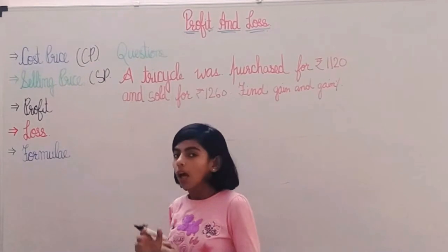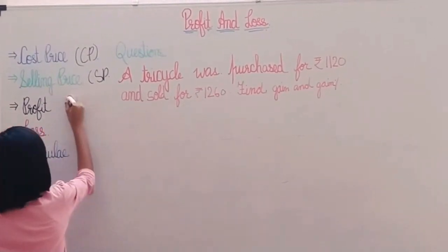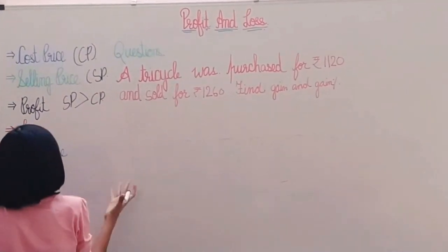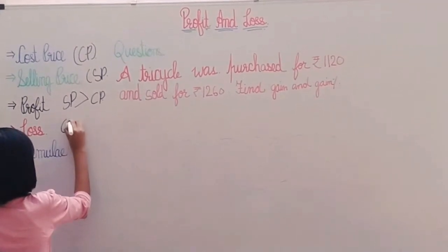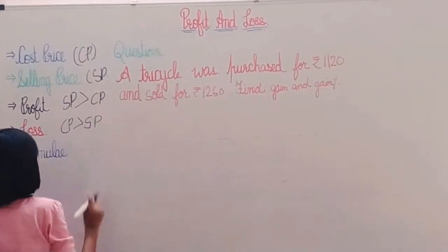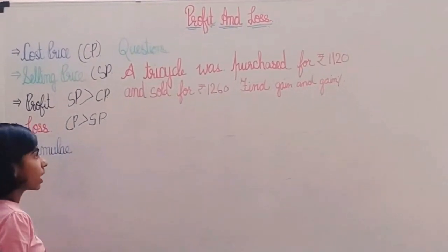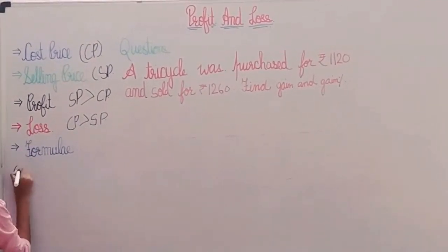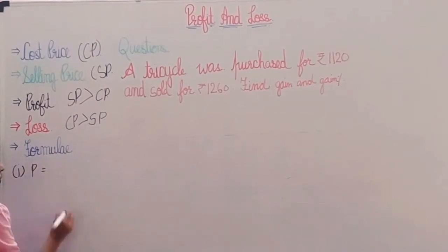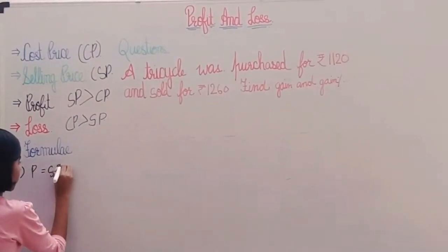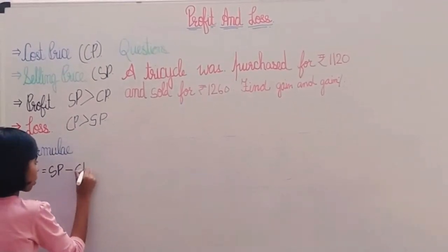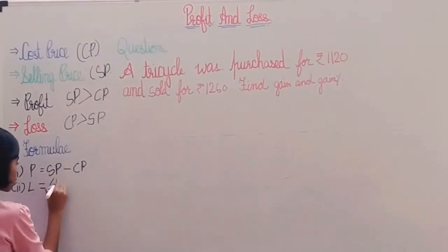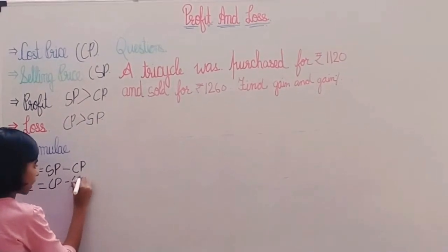Now next is profit. When there is a profit, the selling price is always greater than the cost price, and in loss the cost price is greater than the selling price. Okay, now we are going to discuss some formulas that will help us solve these questions. So first, as we know, the profit is equal to SP, selling price, minus cost price, and similarly the loss would be cost price minus selling price.